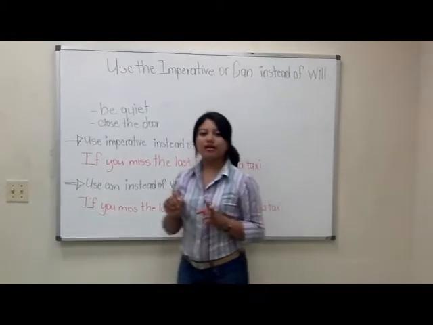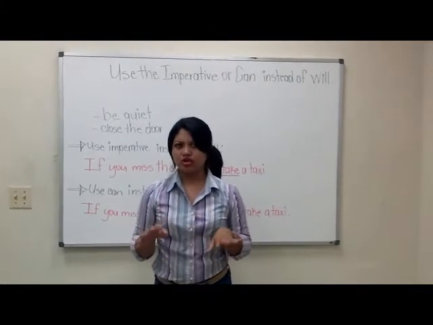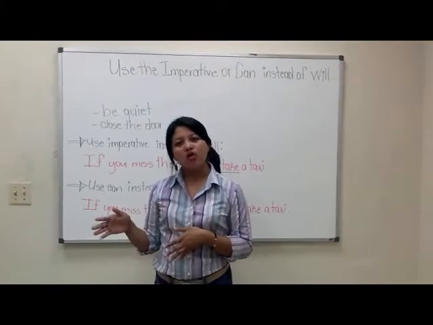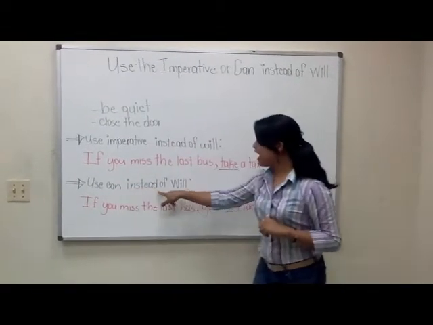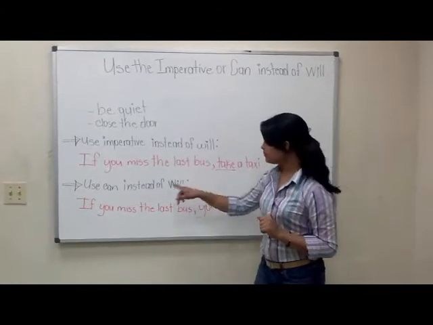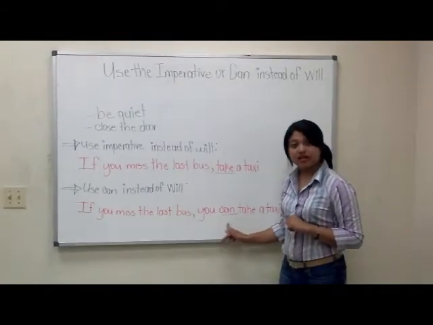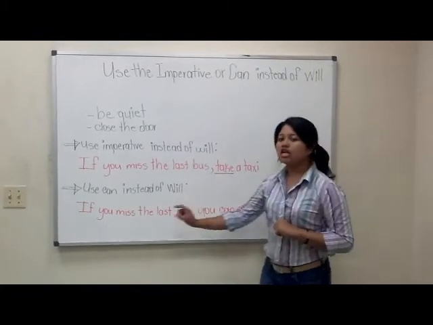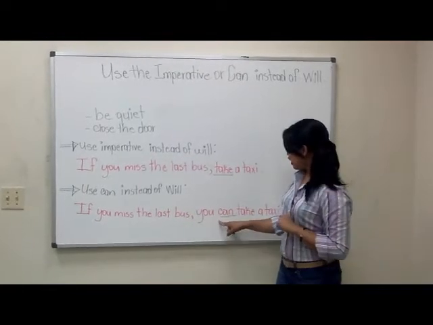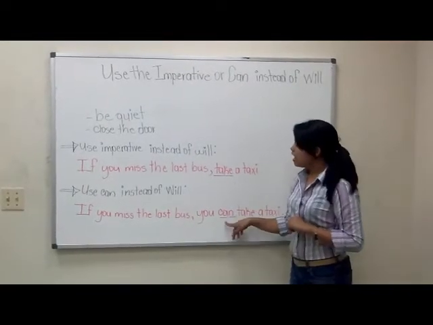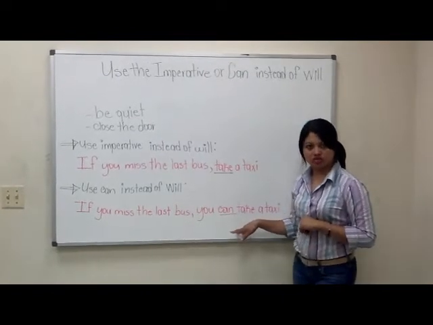Okay? The other example is: is he busy right now? Come back tomorrow. No problem. If he is busy right now, come back tomorrow. Okay. Now use can instead of will. If you miss the last bus, you can take a taxi. If you miss the last bus, comma, you can take a taxi. Write can instead of will in the second clause.